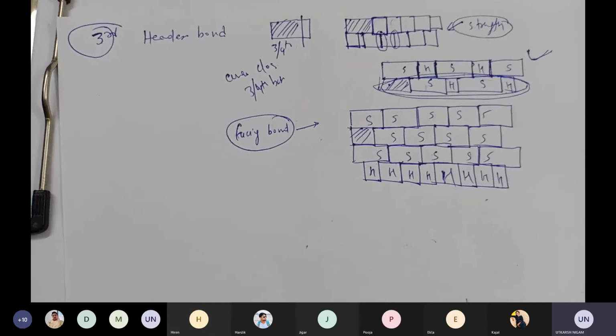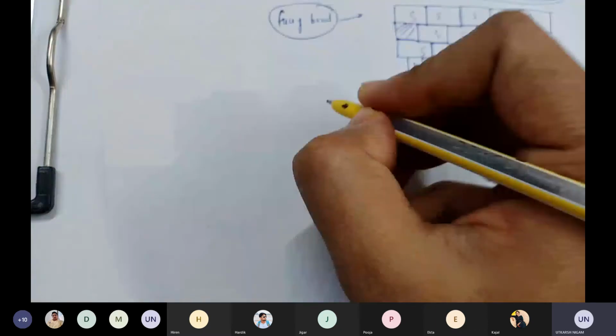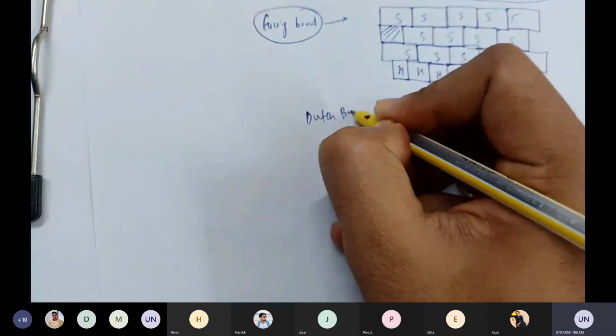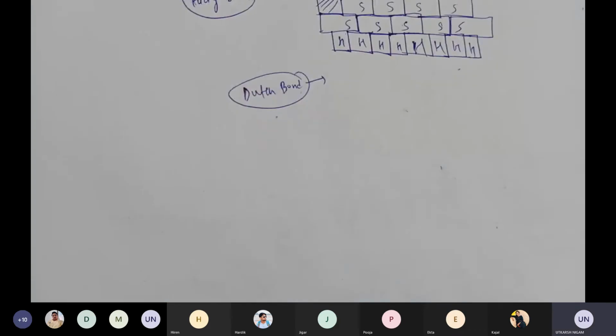Okay, sir. So these are a few types of bonds. Then one important bond is also there. That is the Dutch bond. When you see all these bonds, you will get a direct idea.